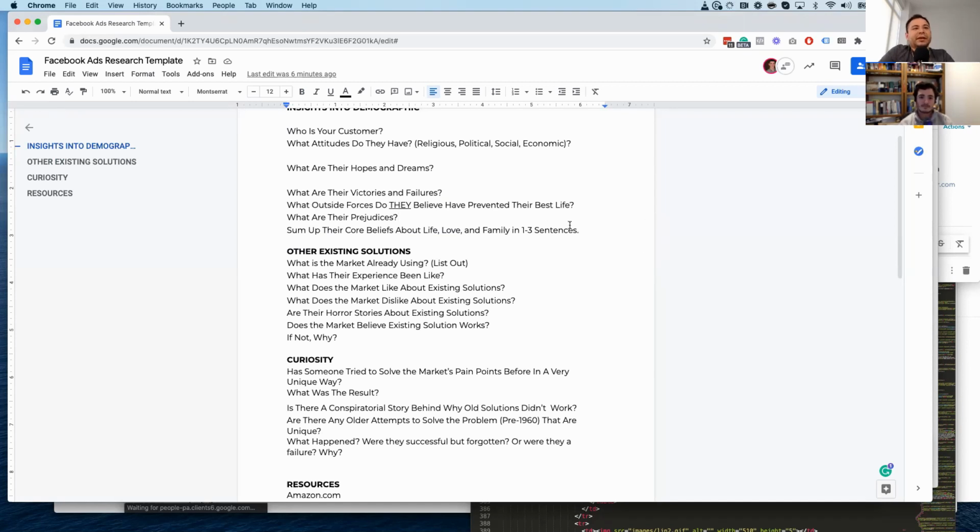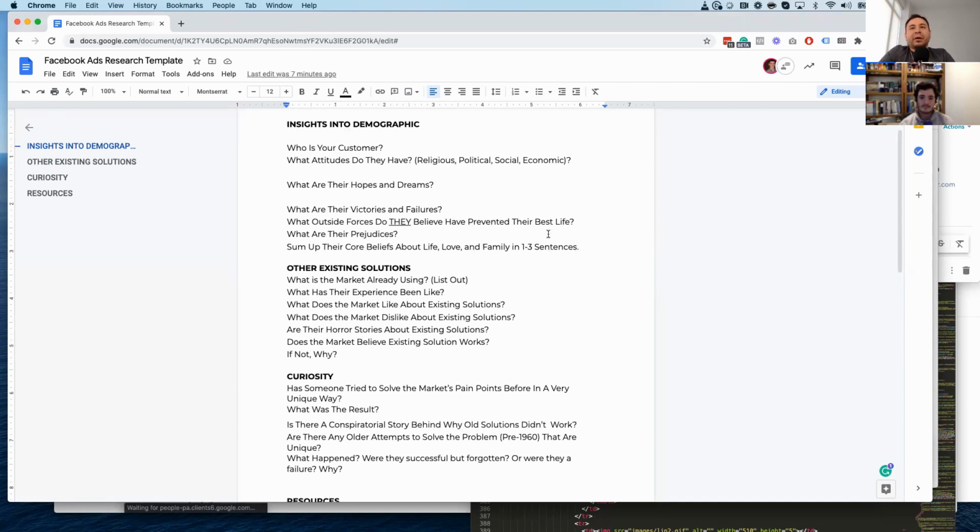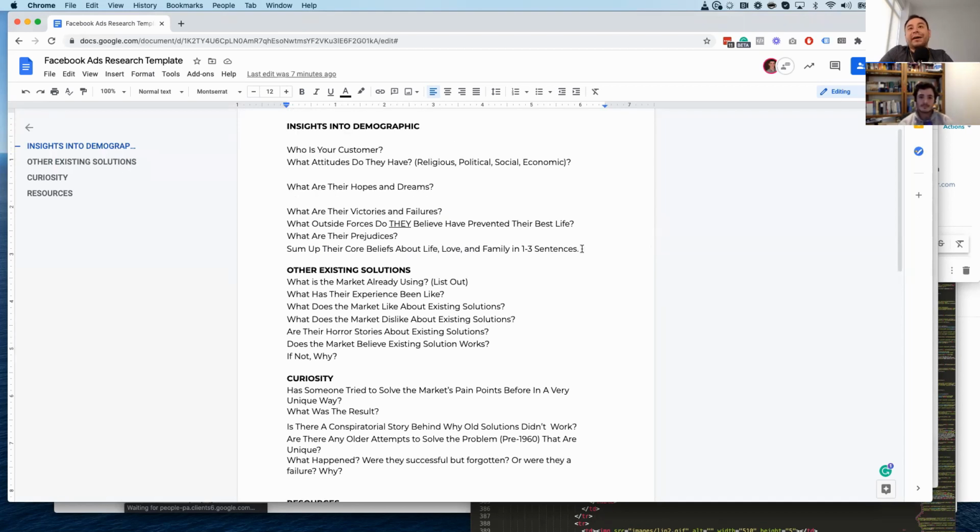Really, for this one, just sum up their core beliefs about life, love, and family. Think about it: how do they think about love and family? Some people care about family values. Some people care about finding a lover. This is so important because these 3 things are what matter most to people, at least 90% of people.